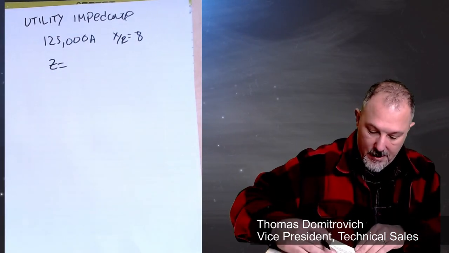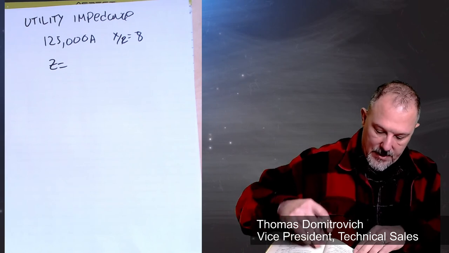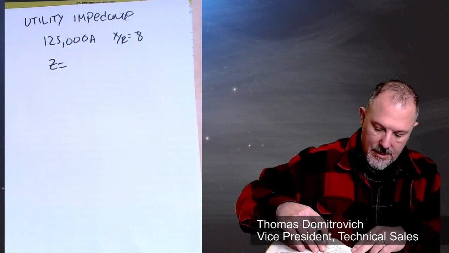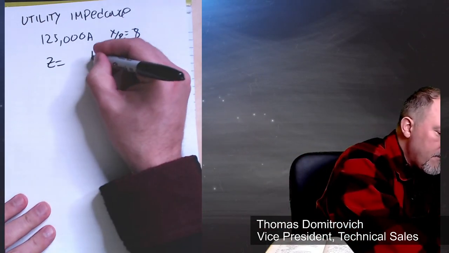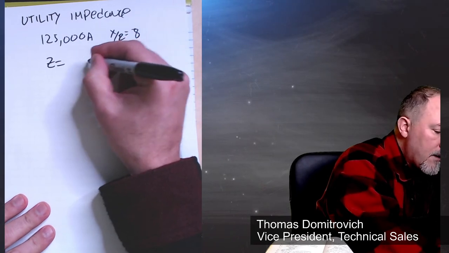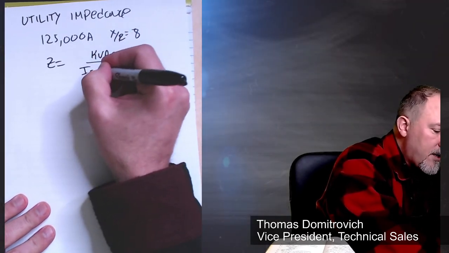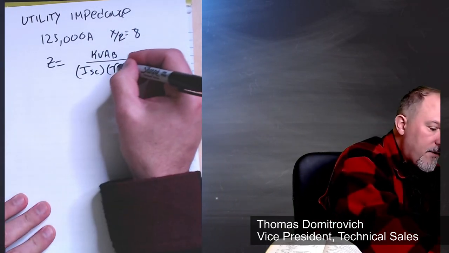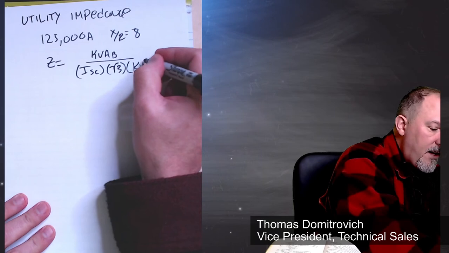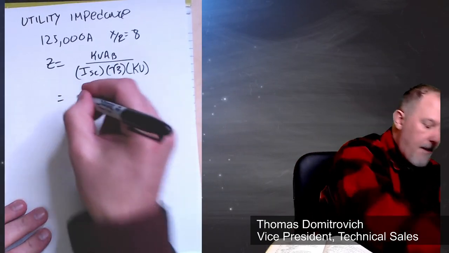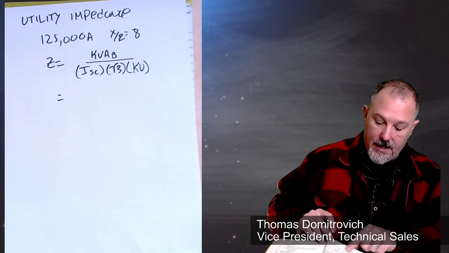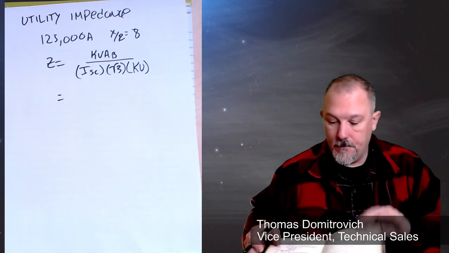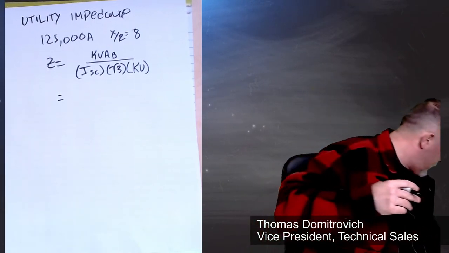All right, so what we do is we say KVA base divided by I short circuit. I think there's a square root of 3 in there. Yep, square root of 3 and KV. All right, make sure it says KV rating of the system. All right, so that's our equation.